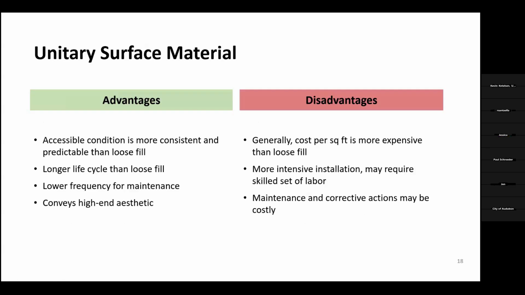When we break those two categories down and look at the different advantages and disadvantages, the advantages of unitary surfaces generally are that they can provide an accessible condition that is more consistent and predictable than loose fill. That's probably the primary draw to using a unitary surface material. Generally, unitary surface material has a longer life cycle than loose fill, requires less frequent maintenance, and can also convey a higher-end aesthetic to the environment.